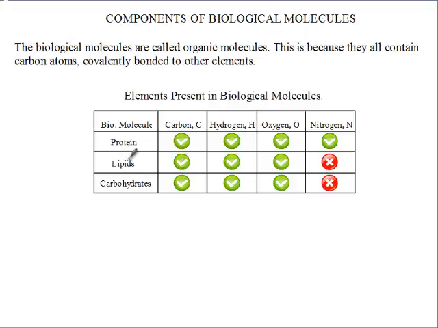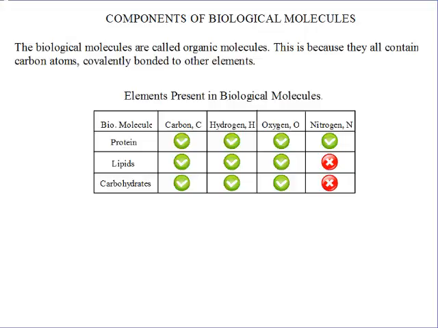So proteins have carbon, hydrogen, oxygen, and nitrogen in their structure or in their formula. When we take lipids, which we usually call the fats and oils, they have carbon, hydrogen, and oxygen only, no nitrogen present. Carbohydrates, just like lipids, also have carbon, hydrogen, and oxygen only, no nitrogen present.